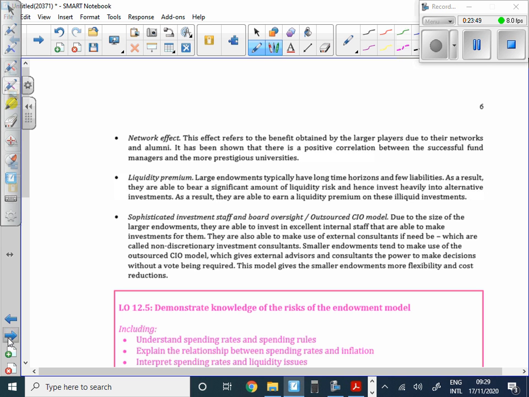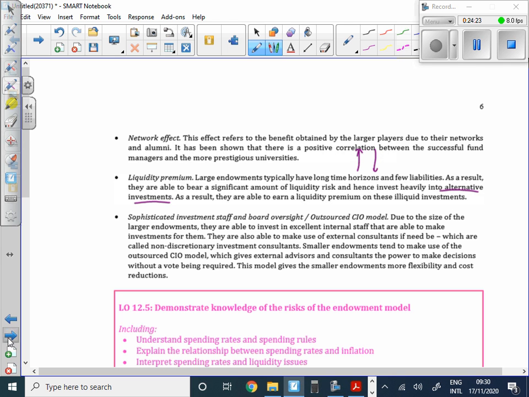Okay, number 5 is liquidity premium. Generally speaking, the large endowments have got longer time horizons. Remember what we said, the longer the time horizon, the lower the liquidity requirements. And the lower the liquidity requirements and the longer the time horizon, the greater the investment into alternative investments. They can sit in illiquid investments because they don't necessarily have liquidity requirements, and they've got a long time horizon as well. Okay, good.